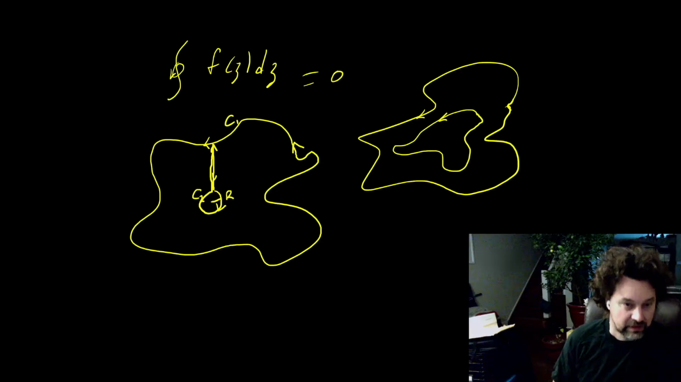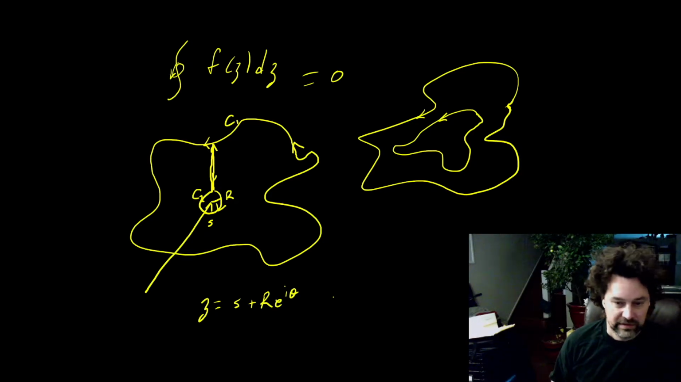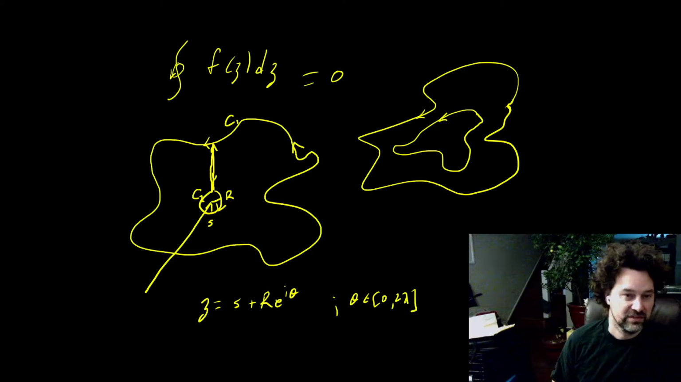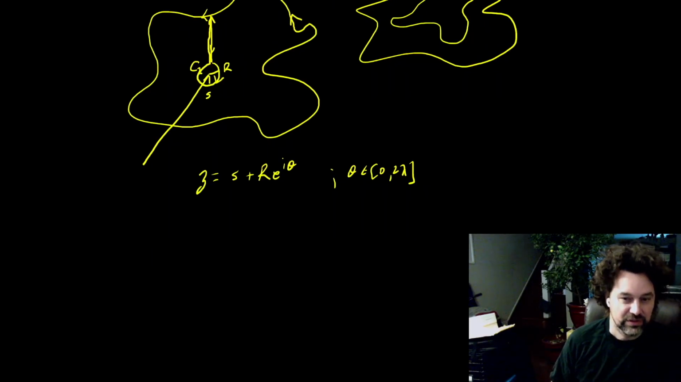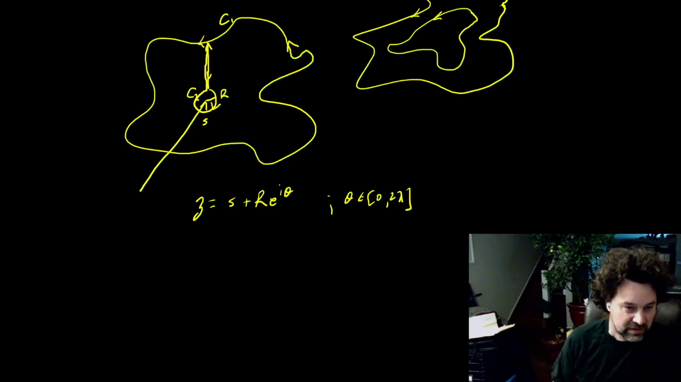Let's suppose that this point here is s. So z equals s plus r e to the i theta, where theta is in 0 to 2 pi. We can rewrite our integral now in terms of this parameterization.